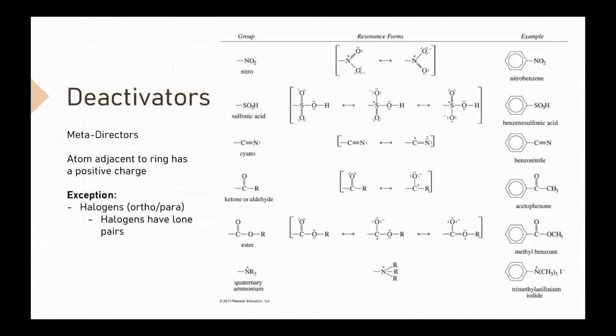The only weird thing here is halogens, right? We always have something weird. Halogens, they have lone pairs, right? You have 6 electrons, or 3 lone pairs, around the halogens. They are deactivators, but they activate ortho-para. The reason why is because they can still donate those lone pairs even though they are withdrawing groups.